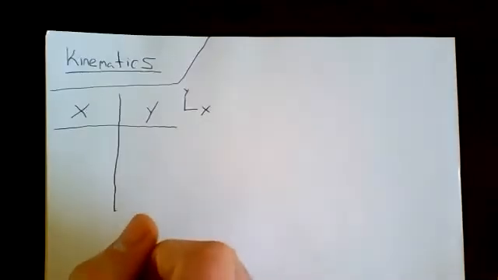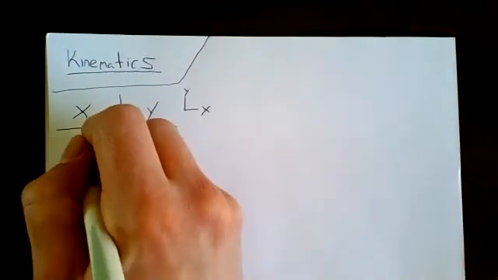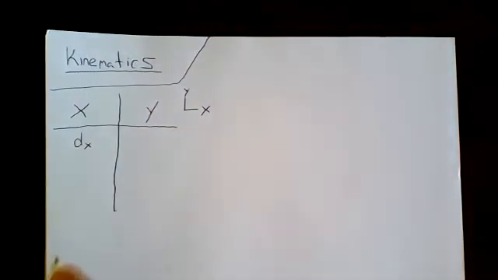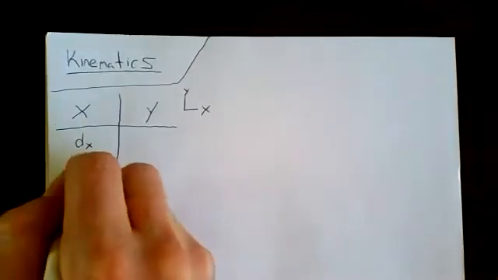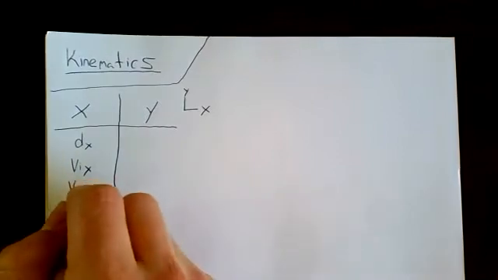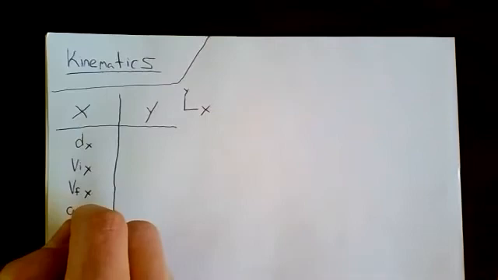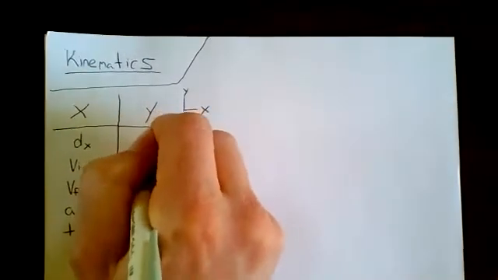There are 5 variables that you care about when you're doing kinematics. They are displacement, initial velocity, final velocity, acceleration, and time. Same for y.